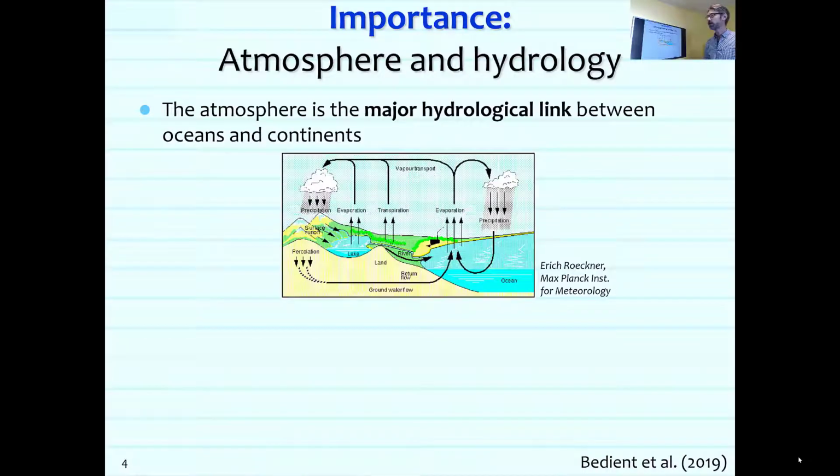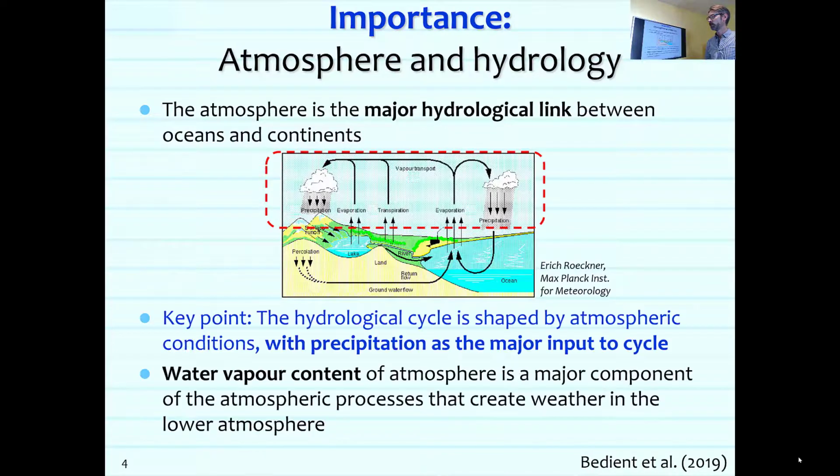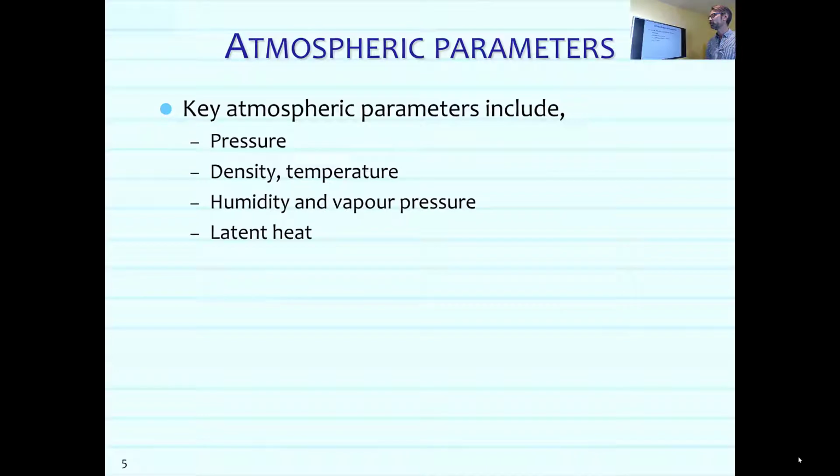And why is this important? Well, of course, the atmosphere is the major hydrological link between oceans and the continents. But probably more importantly, the hydrological cycle is shaped by atmospheric conditions with precipitation as the major input to the hydrological cycle on the Earth's surface. And water vapor content of the atmosphere is a major component of the atmospheric processes that create weather in the lower atmosphere. In this video then, we'll talk primarily about pressure, density and temperature, humidity and vapor pressure, and latent heat.